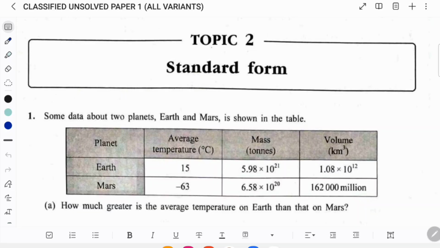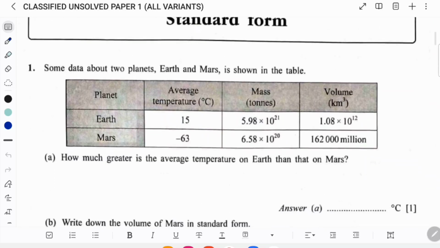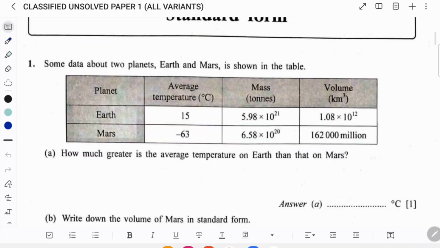So this is topic standard form. We are moving to the past paper questions. Question number 1: data about 2 planets, Earth and Mars, is shown in the table, and you can see how much greater is the average temperature on Earth than that on Mars. Almost always they give you straight questions.